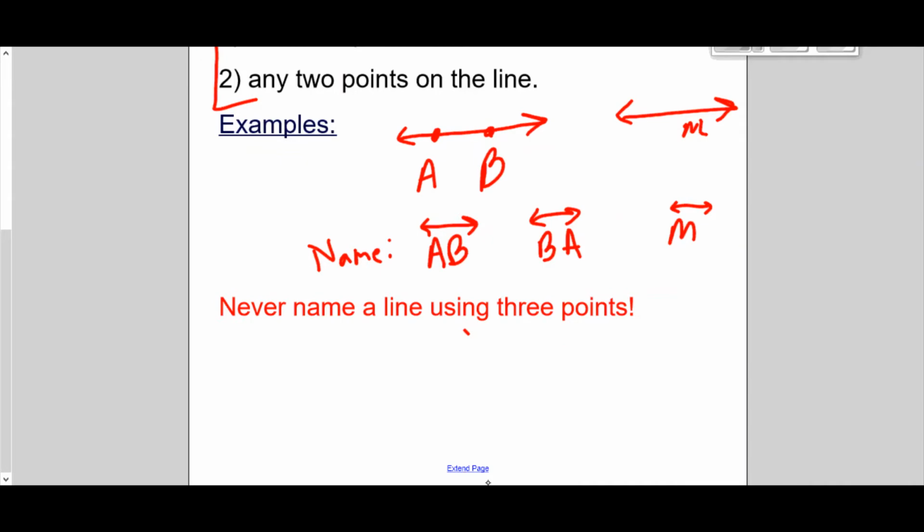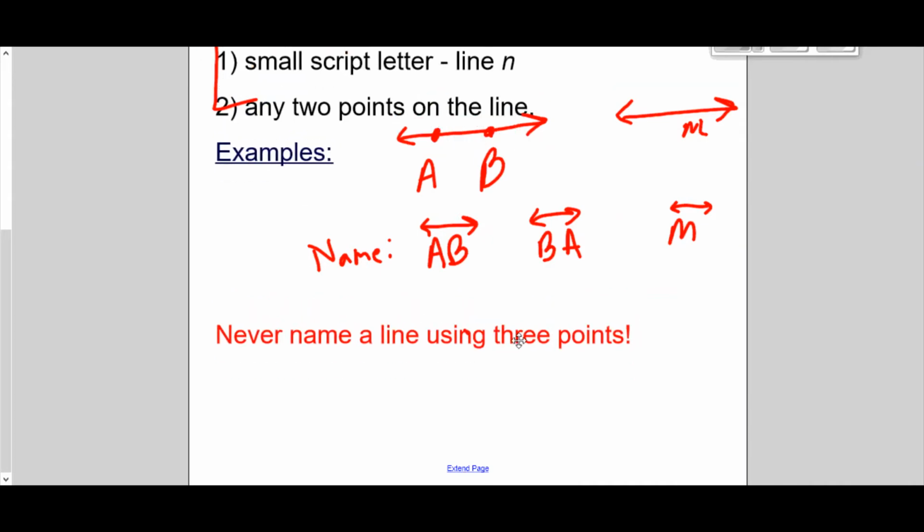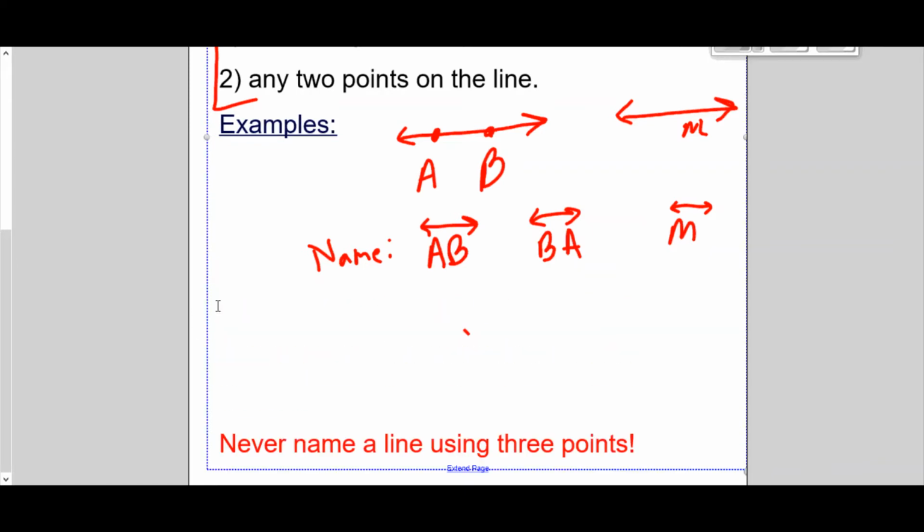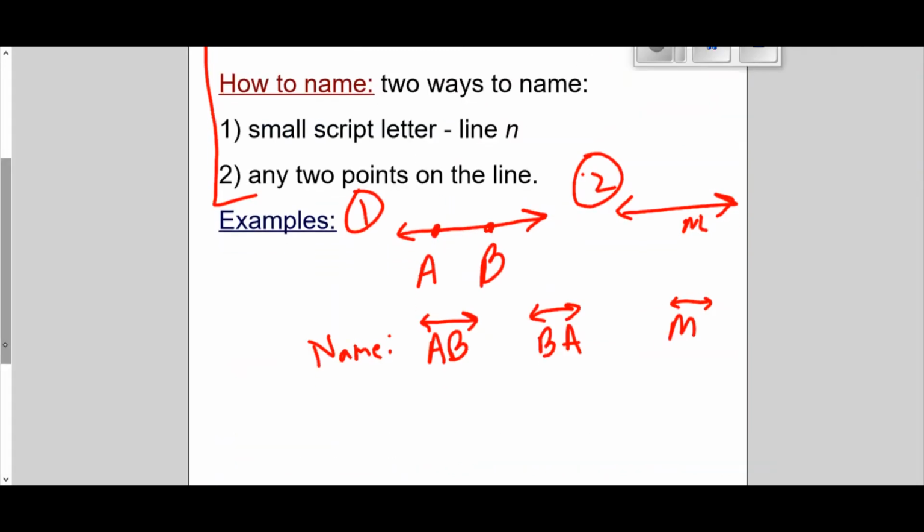One thing we want to be careful about: we only want to use two letters whenever we name a line. We do not want to use more than two letters. Let me give you another example here. Let me just give myself some more room. So this was example 1. Here was example 2. And actually, we would really want to name this line M.